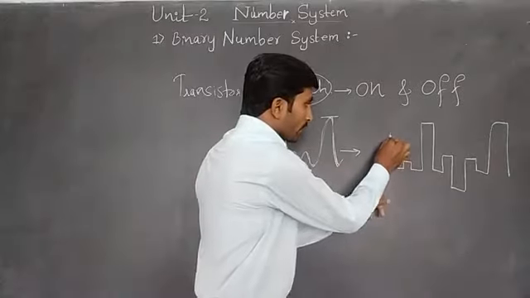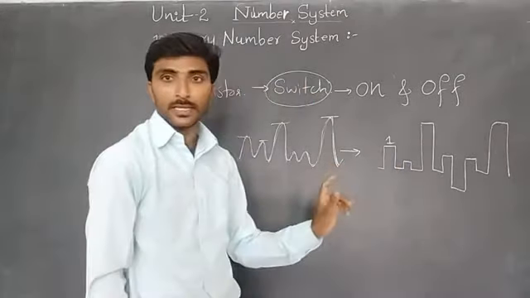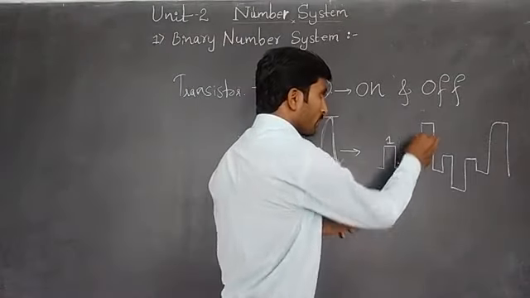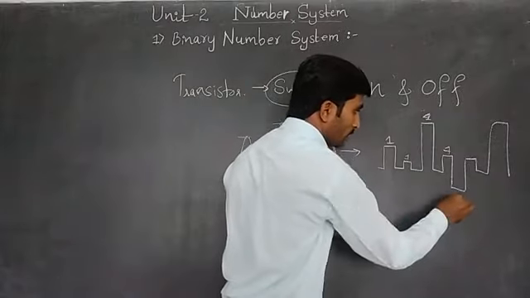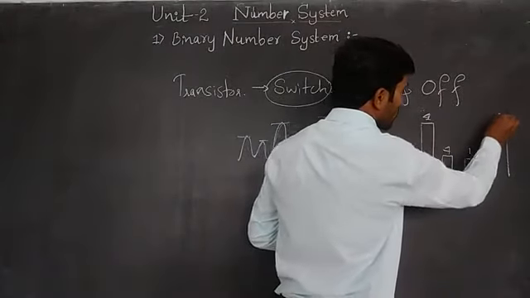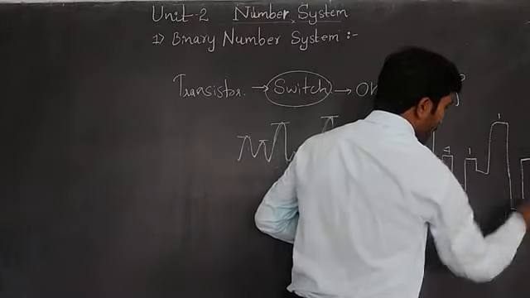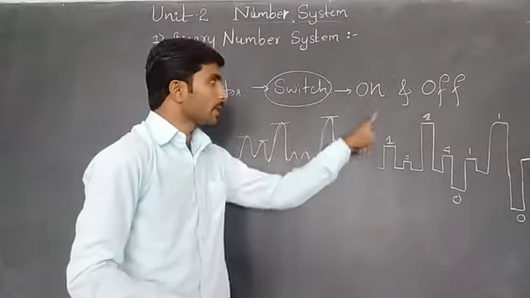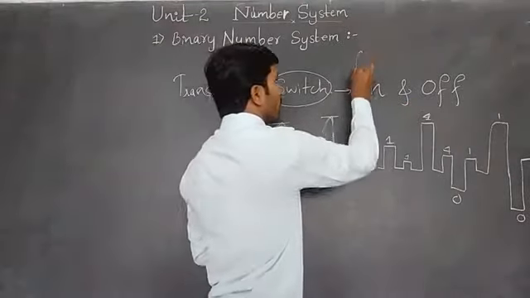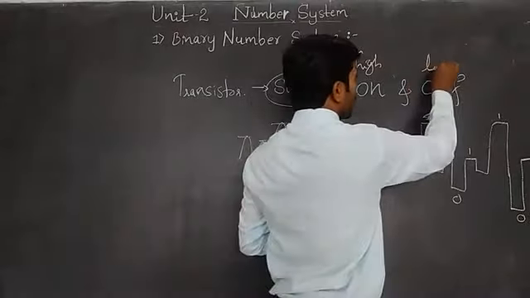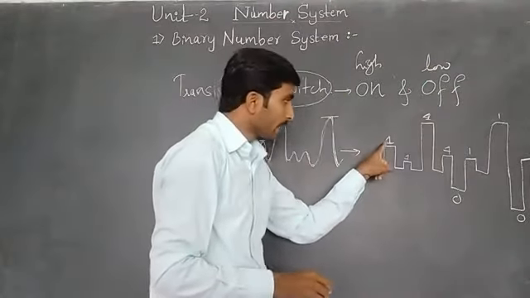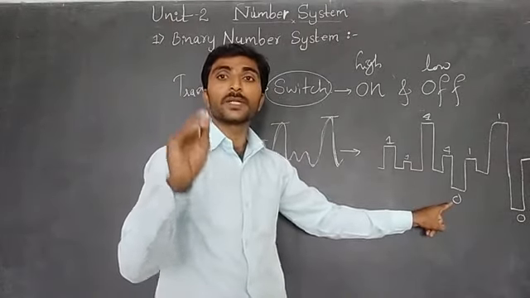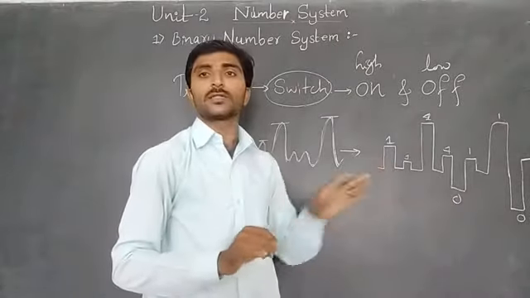So in computer language, high means 1. This is also 1, this also 1, this also 1, this is 0, this is 1, this is 1, and this is also 0. So here there are two states, one is on, one is off, or we can say high or low. This is high, this is low, depending upon the presence of the current or signals.